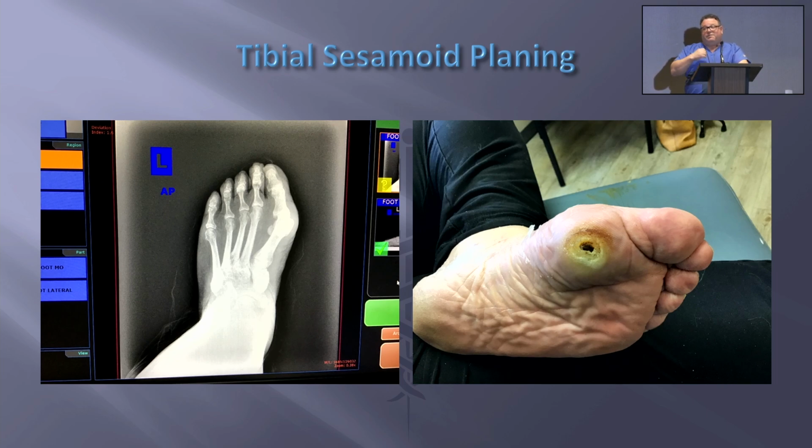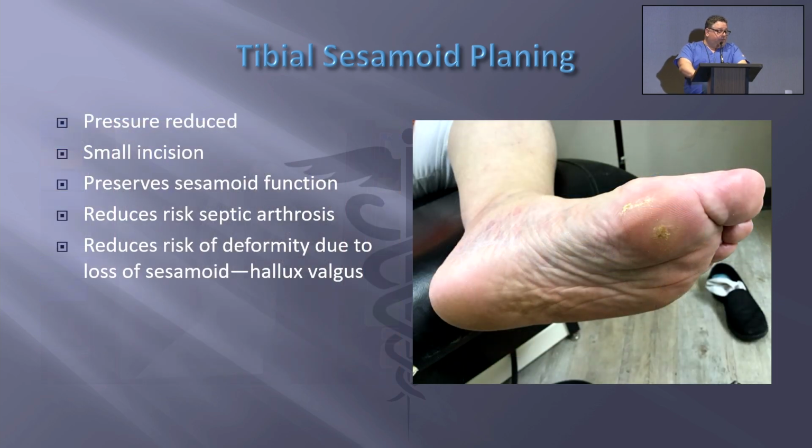We can identify it. I usually do it under fluoroscopy to make sure I'm in the right spot. It can be done with a saw. It can be done with a side cutting burr, and you just shave down that sesamoid bone. And then that shear pressure is relieved. You can see the little medial incision that I made. I didn't really do anything with the ulceration. I just went in from the medial side and took down the tibial sesamoid a little bit. And what that does is it preserves the tibial sesamoid. As you can see with this patient, they have a little bit of a hallux valgus.